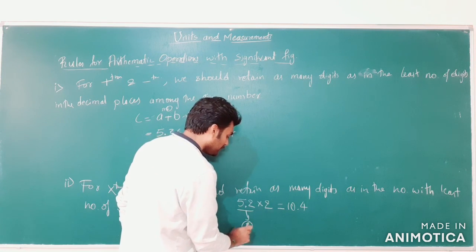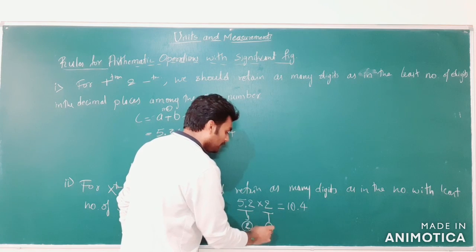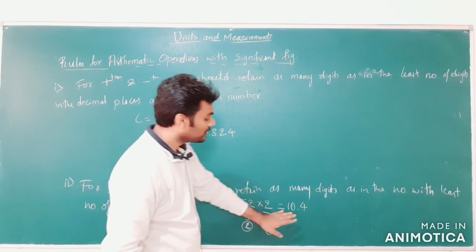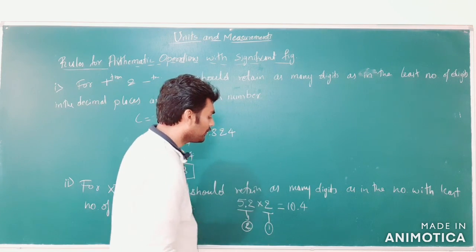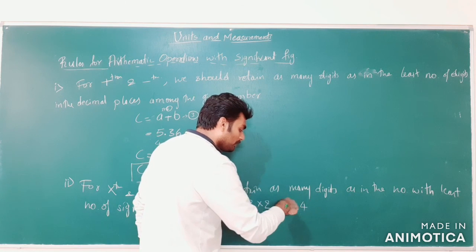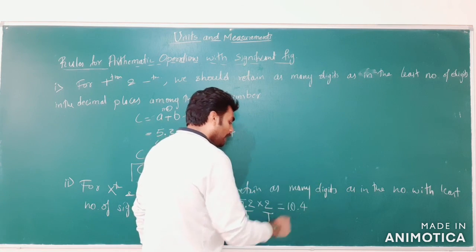What is the significant figure of 2? It is 1. So the product should also have only one significant figure. But what is the significant figure that we have? We have two significant figures in the product. I should round it off to one significant figure. How do I do that?